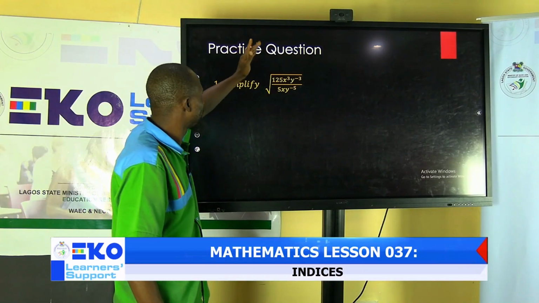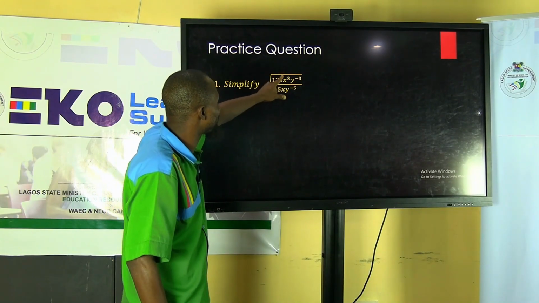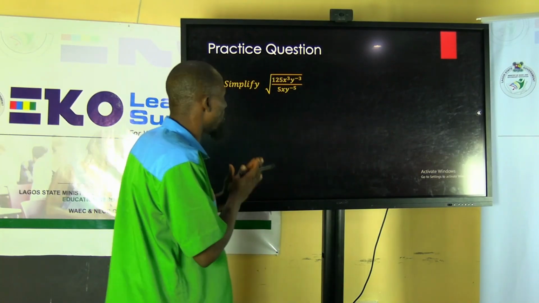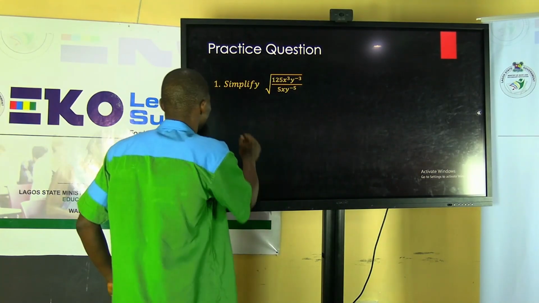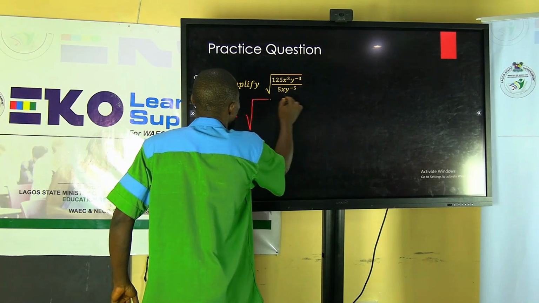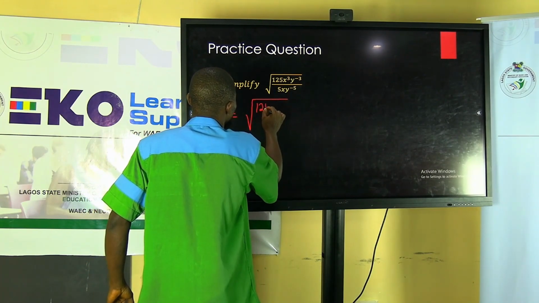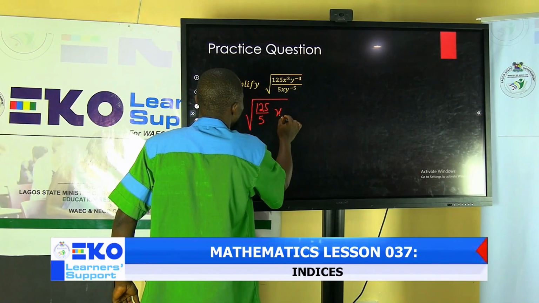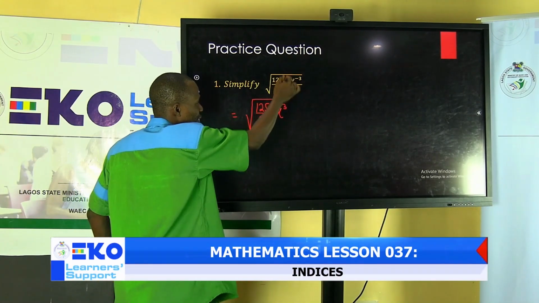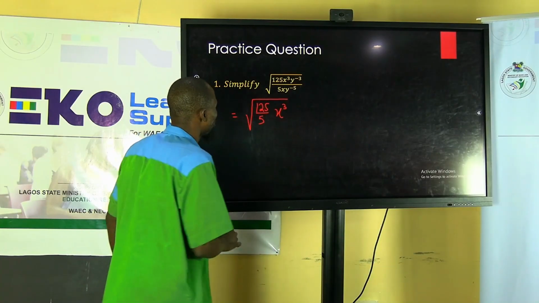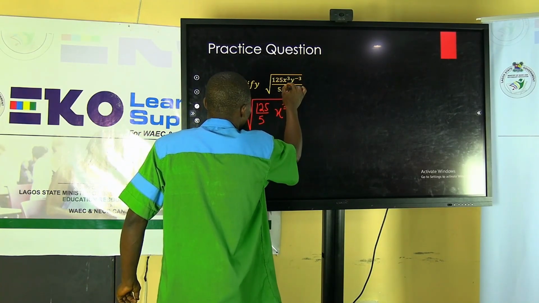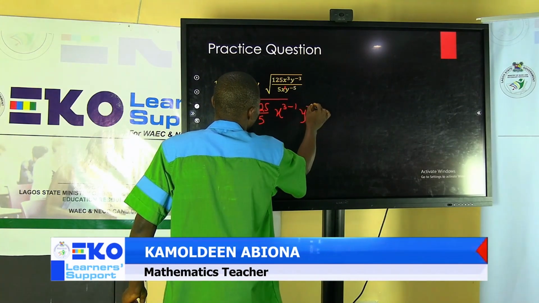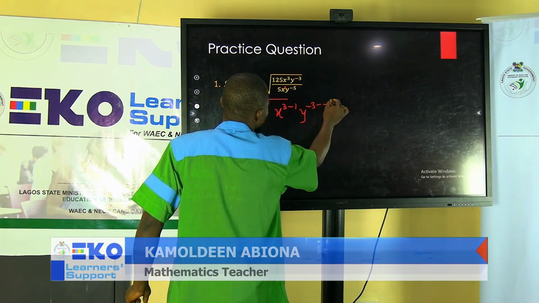Square root of 125, x raised to power 3, y raised to power minus 3, over 5, x, y raised to power 5. So what do we do? We need to first separate the numbers and collect like terms. So we have 125 divided by 5. x raised to power 3. According to the law of indices, this is division. That is rule number 2. This is raised to power 1 here, so it means minus 1. y raised to power minus 3 minus 5.